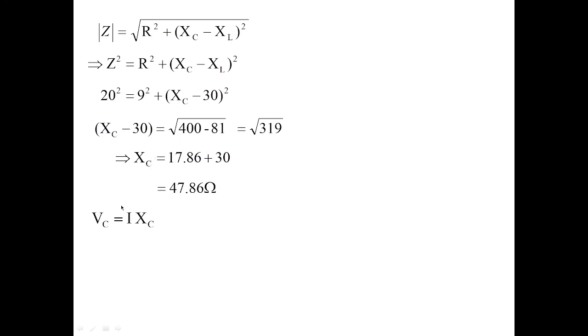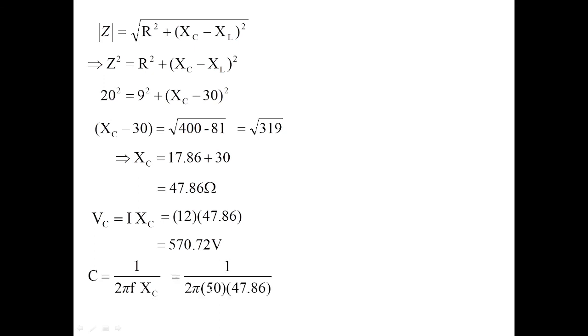Once we obtain the value of XC, we can calculate the voltage developed across the capacitor, which is equal to 12 into 47.86, which will be obtained as 570.72 volts. So this is the voltage developed across the capacitor. Now once the value of XC is obtained, you can get the value of the capacitor also. C is equal to 1 by 2 pi f XC, just XC is taken here. So substitute the value of XC, that is 47.86, and the value of C will be obtained as 66.5 microfarads. So this is how you calculate the capacitance, inductance and resistance for the given problem.